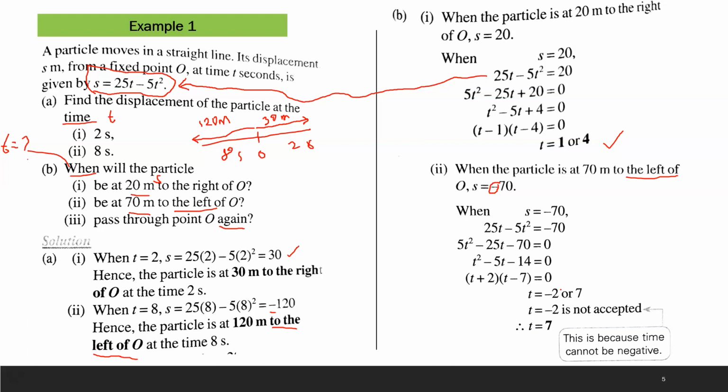Okay, it cannot be negative. Mana ada kita cakap masa negatif 2 saat? Tidak ada kan? So, these two is not accepted. So, the only answer is t equal to 7. Okay? So, I hope you are clear with this very basic example. When you are given formula about the displacement and also you are given the time and the displacement as well, you just need to plug in the value, okay?